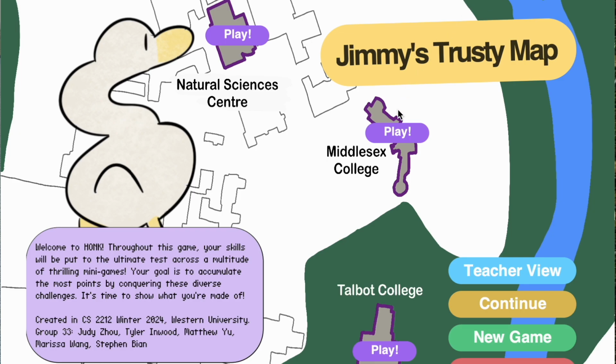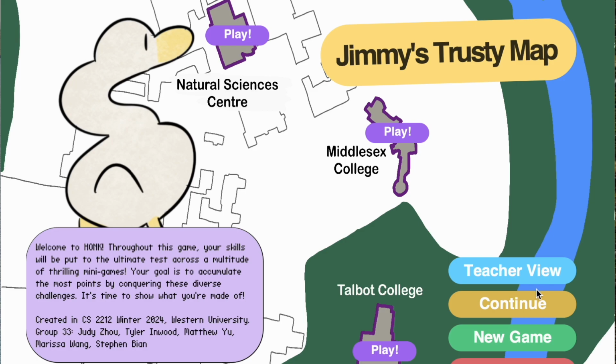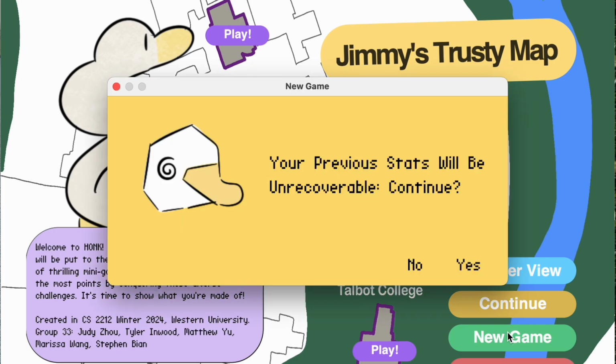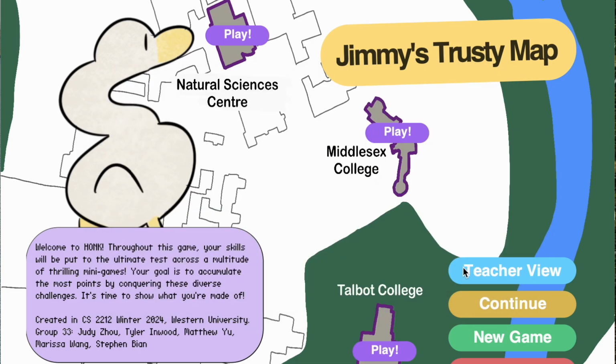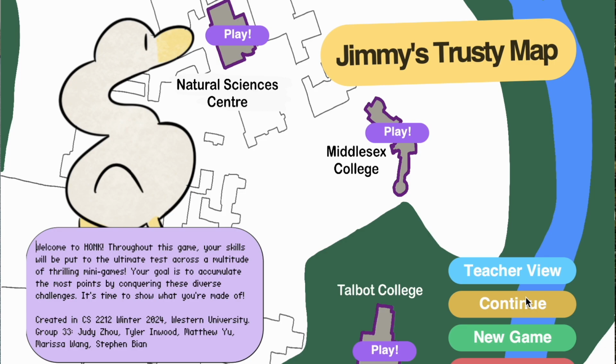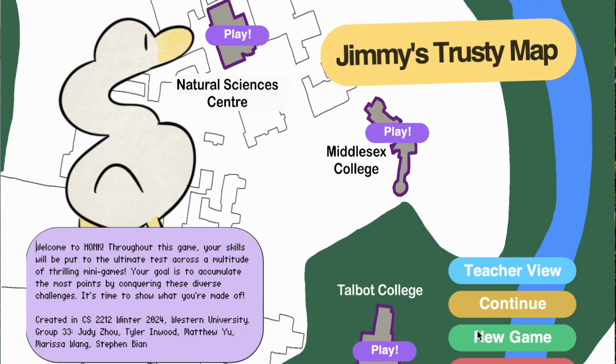Now we can leave out of the game, and once you go back in, you see it resets the game. So we leave again, and if we go into continue and see our stats, you can see that our stats are 1,000, so they have been updated. And when we leave this and we select new game, it will restart our stats and reset our stats to 0. So now another pop-up says our game data has been deleted, and when we click continue, you can see that our total score and Middlesex score is 0. And that is the debug mode.